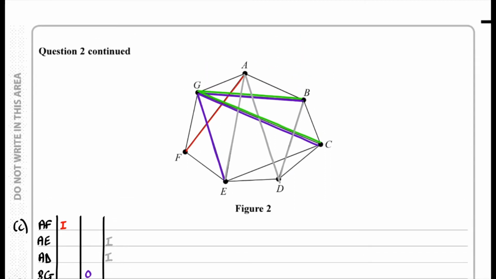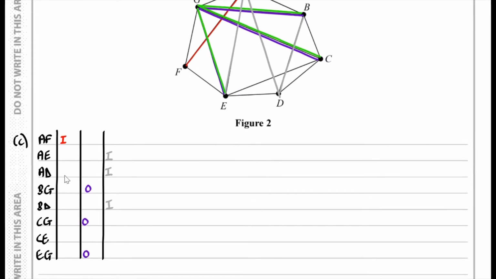Let's now look at EG. So let's go back to the green pen. So EG, that's over here. And we take a look at what crosses that. That's only the AF, which has already been crossed off. Okay.